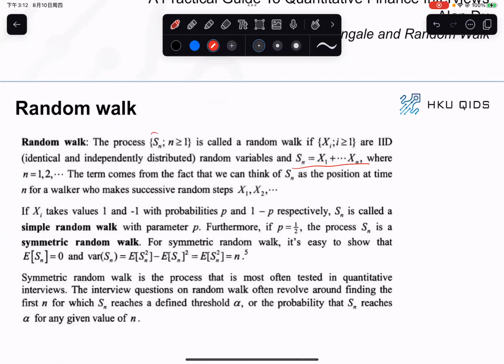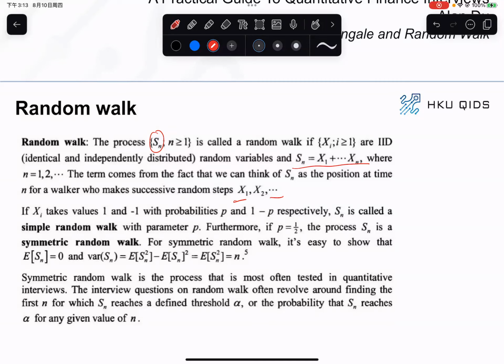We call that S_n, with n larger than or equal to 1. The term comes from the fact that we can think of S_n as the position at time n of a walker making consecutive random steps X_1, X_2, all the way to X_n, where X_i can only take the value 1 or -1 with probability p and 1 minus p respectively. This is a simple random walk.